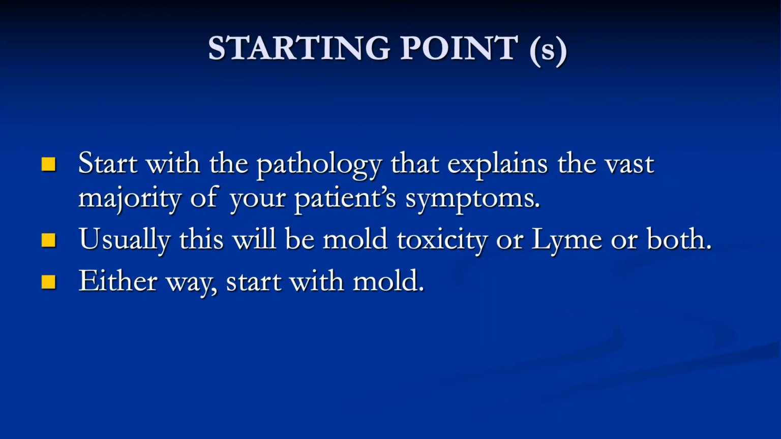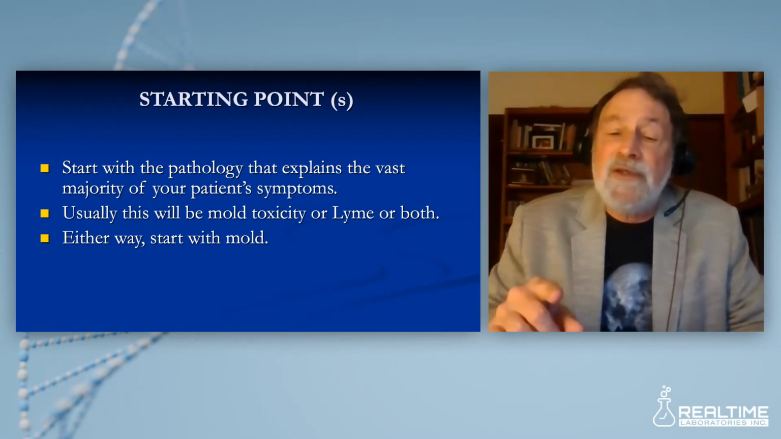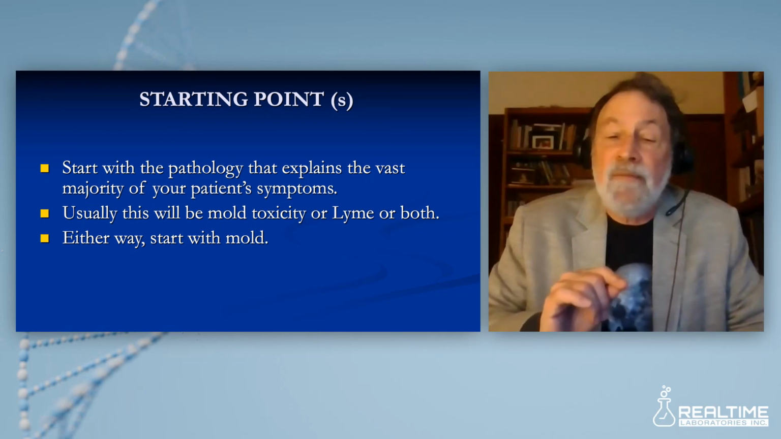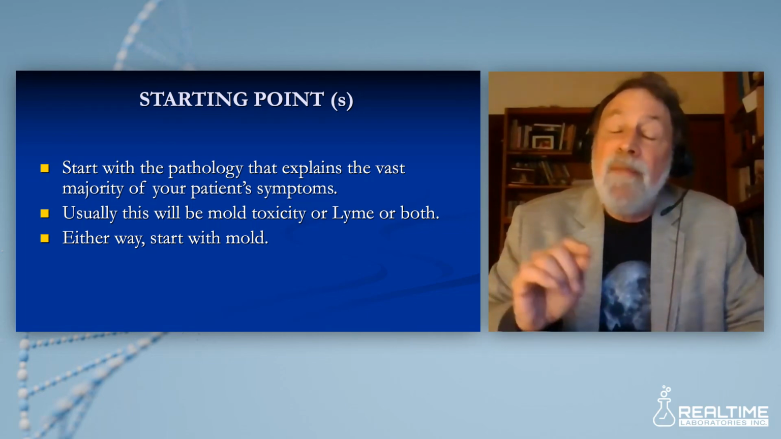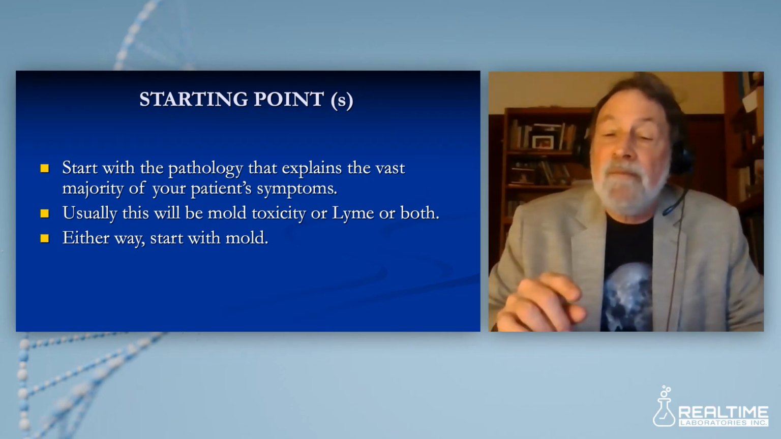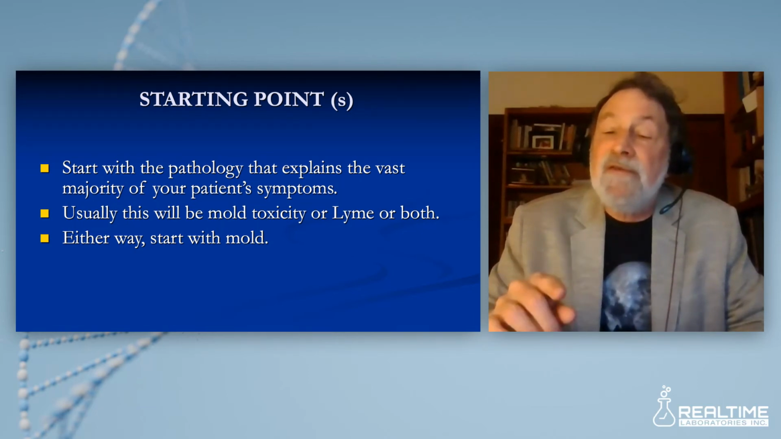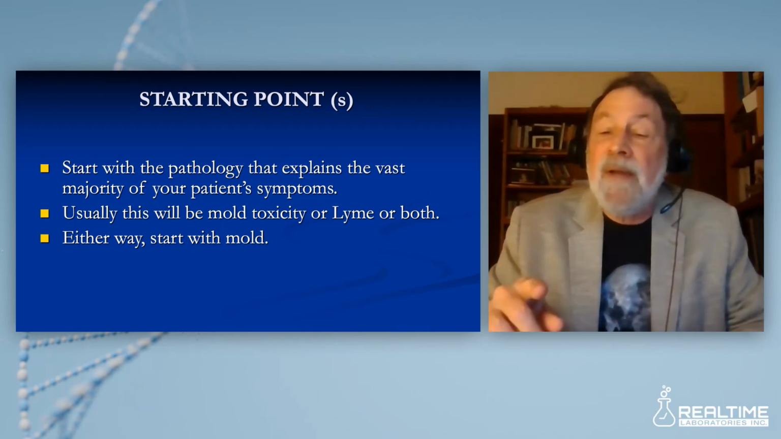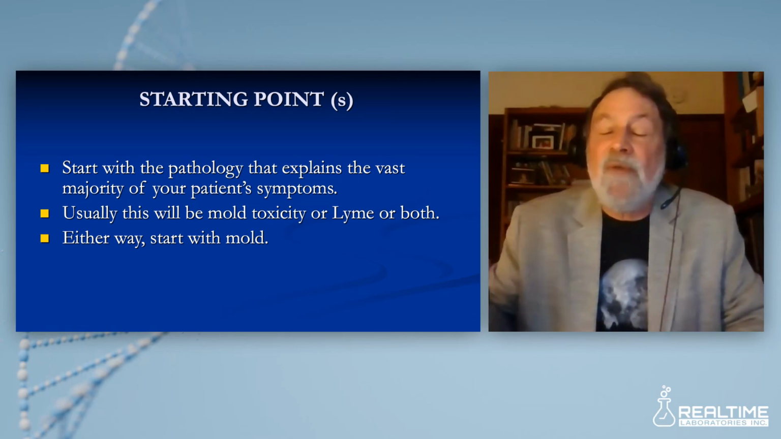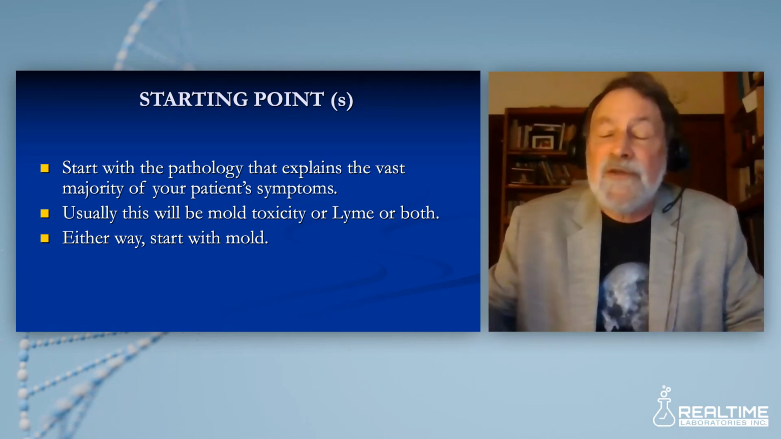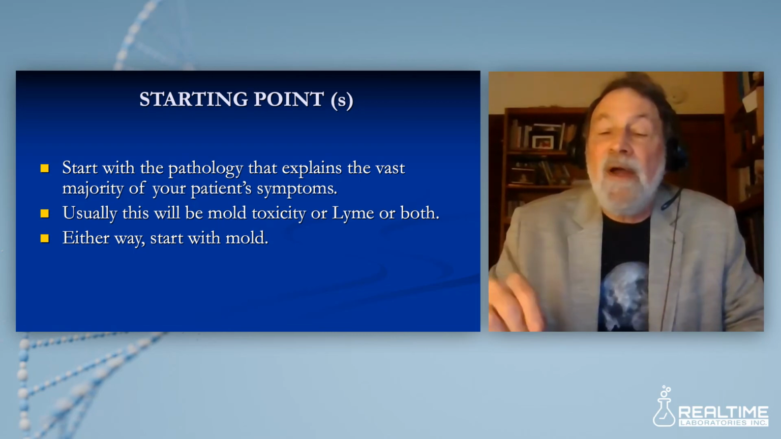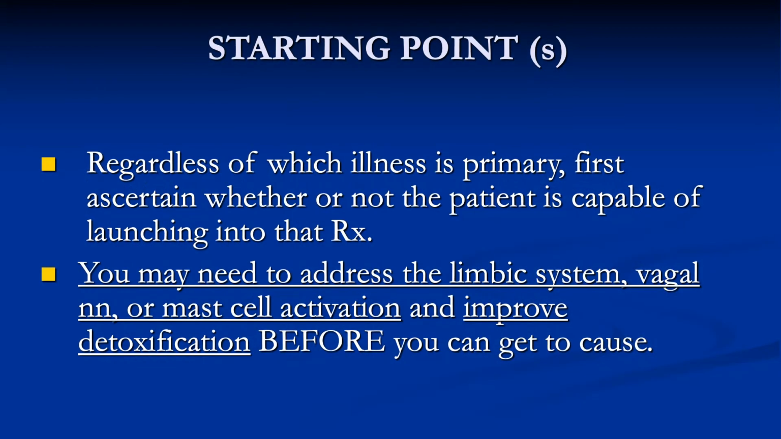So start with the pathology that explains the vast majority of your patient's symptoms. Usually this will be mold toxicity or Lyme or both. If it's both, my bias is to start with mold. It is less invasive, less difficult, less hard on the body. Because the symptoms of mold toxicity overlay Lyme so thoroughly, you'll often find that what looked like Lyme disappears when you treat the mold.